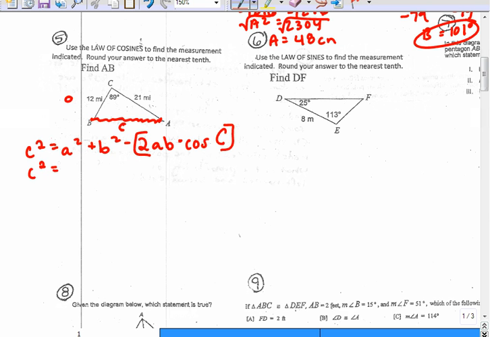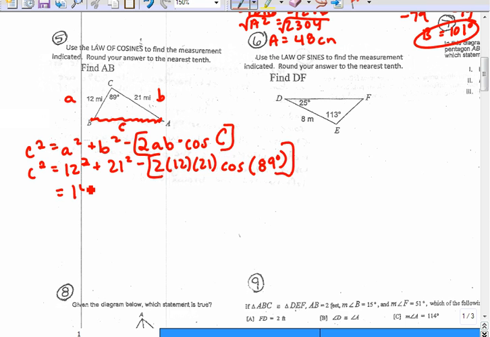We know that little a is 12. We know that little b is 21. So 2 times 12 times 21 times the cosine of angle C. Angle C is 89 degrees here, so we can plug that in. So this is 144. This is 441. 2 times 12 times 21 is 504 times the cosine of 89 degrees.